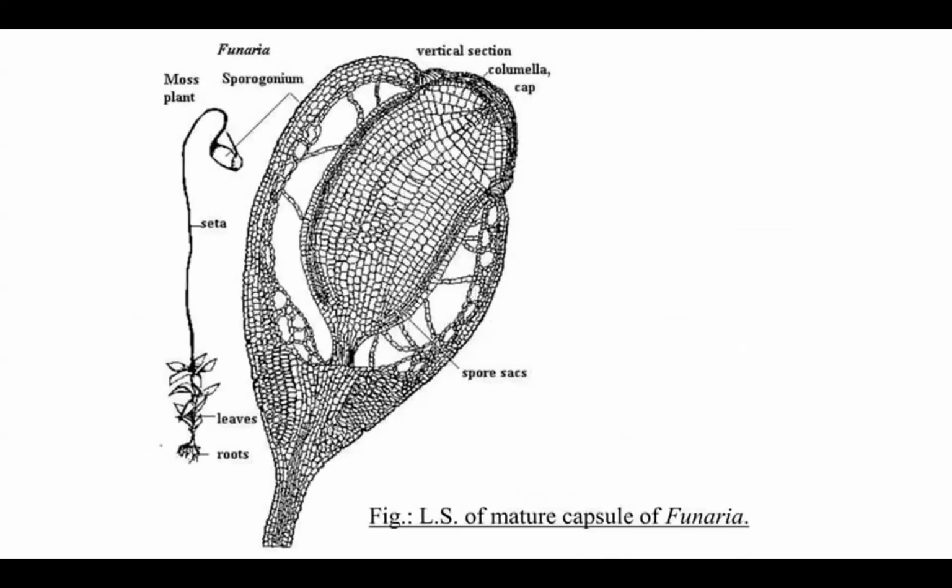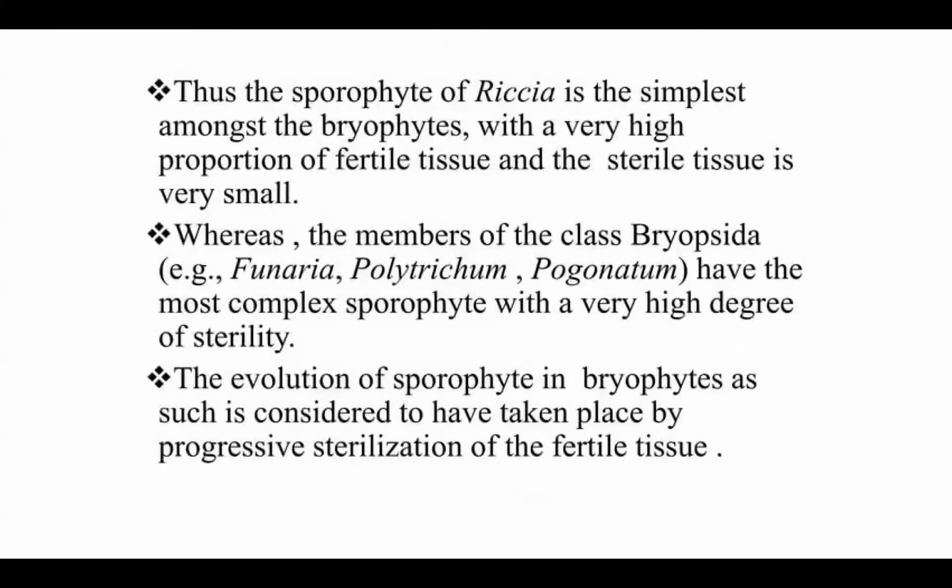This is about Anthoceros. And this is a diagram of Funaria, where Funaria is somewhat similar to Polytrichum. Thus, the sporophyte of Riccia is the simplest among the bryophytes, with a high portion of sporogenous tissue and sterile tissue very small. Whereas the members of the Bryopsida, that is Funaria and Polytrichum, are complex, with all the complex tissue inside, and sporogenous tissue is very, very small. The evolution of the sporophyte in bryophytes is considered to have taken place by progressive sterilization of fertile tissue. Fertile tissue is reduced here.